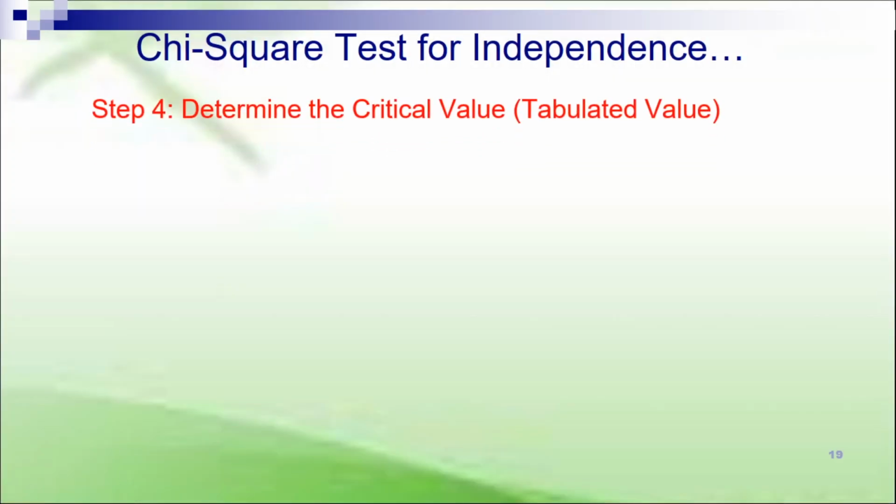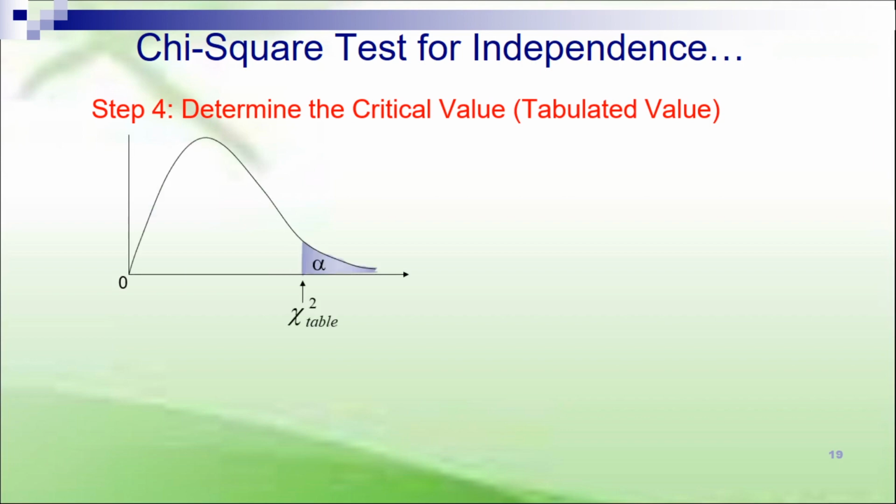See the fourth step: we need to determine the critical value. This is the chi-square distribution, and we need to find the table value. Earlier we got the calculated value, and that calculated value follows the chi-square distribution. Then we need to check the chi-square table value. The shaded area we call the rejection region, and this area we call the non-rejection region.